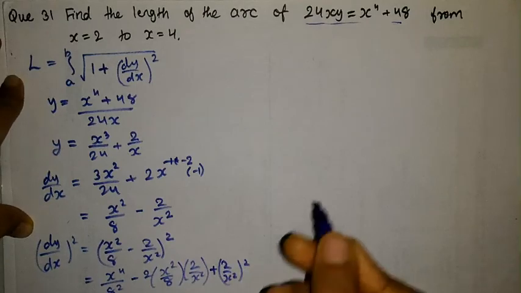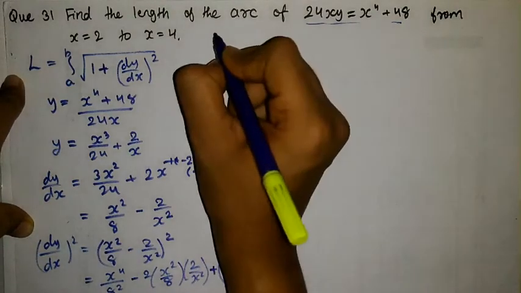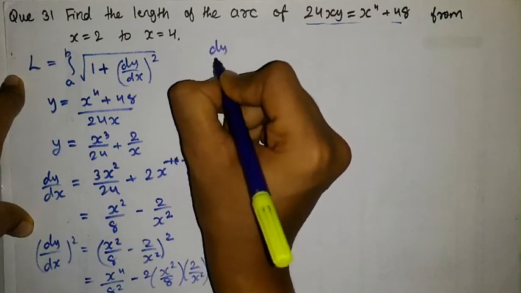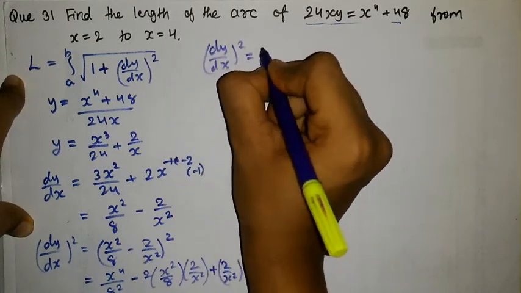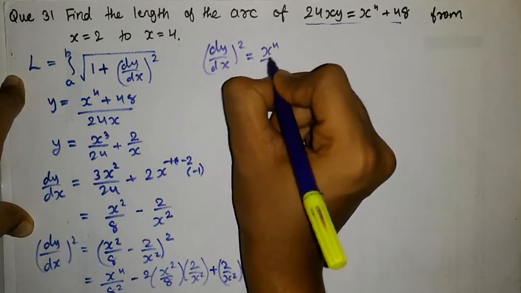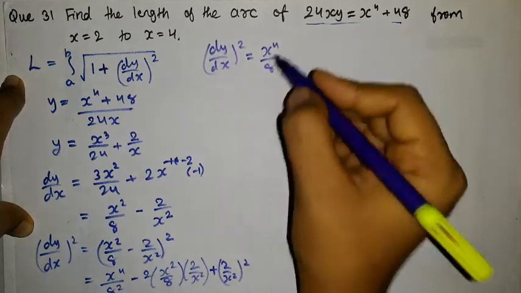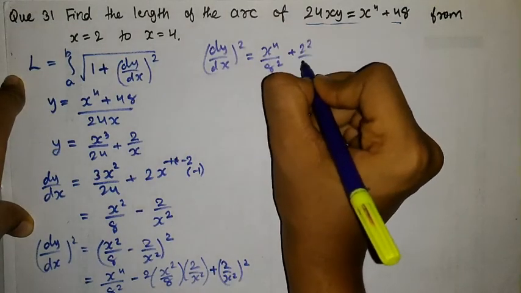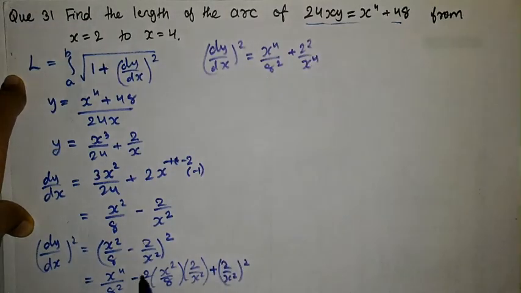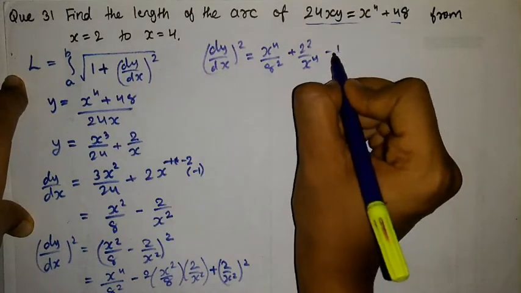So when we solve this term, we get (dy/dx) whole square is equal to x^4 upon 8 square, let's write the last term first, plus 2 square upon x^4. And now solving the middle term, x square will get cancelled, and 2 twos are 4, 4 into 8, so it will be minus 1 by 2.